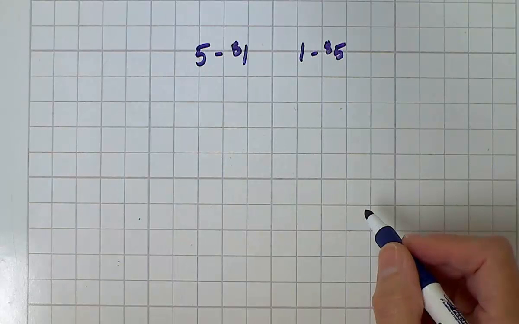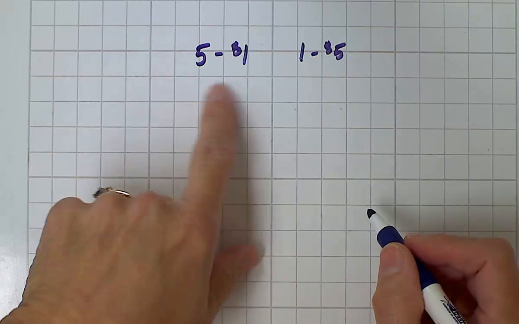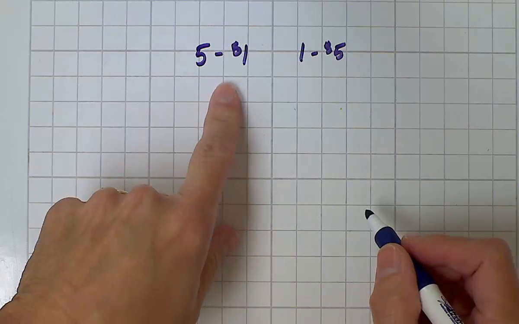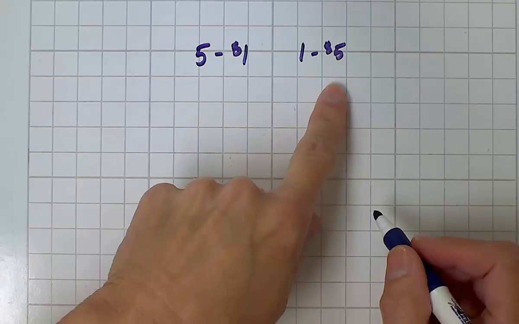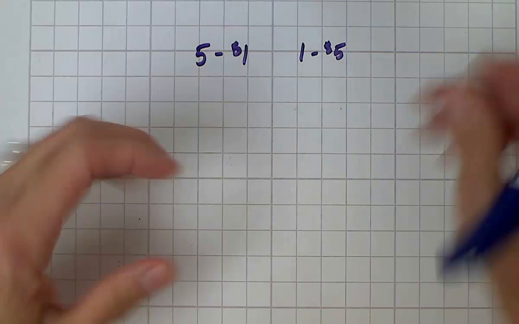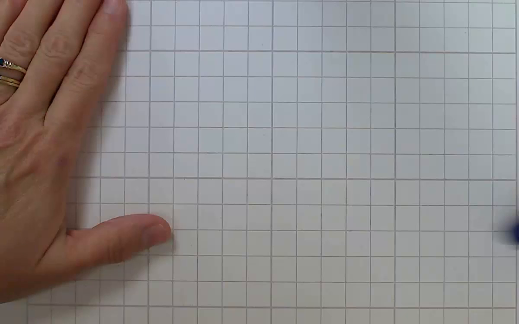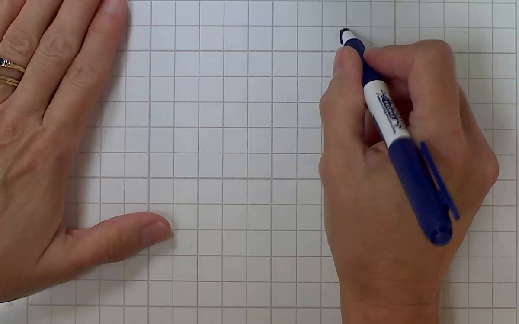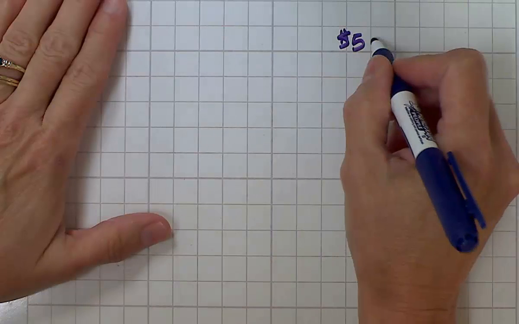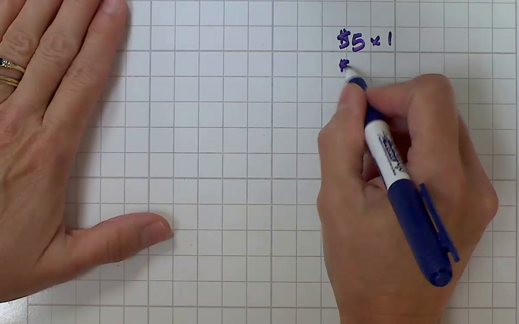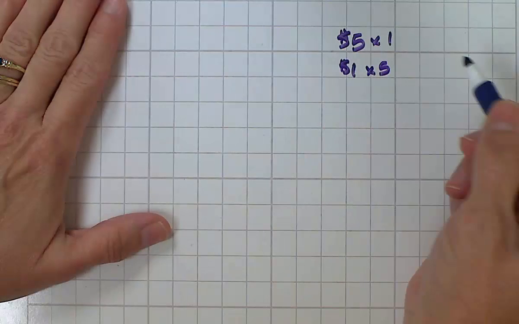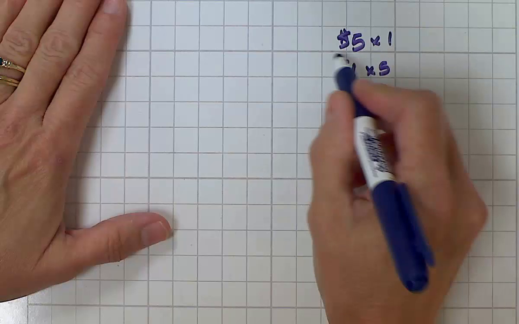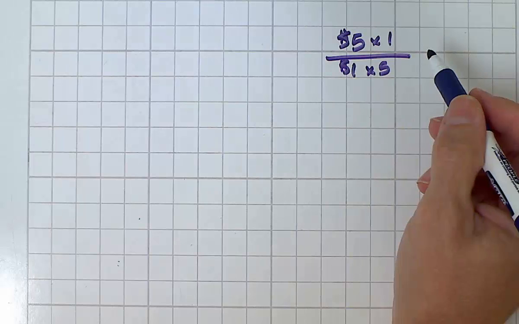They're the same, right? They're both worth $5. One's not more than the other, is it? 5 $1 bills is worth $5. 1 $5 bill is worth $5. So they're worth exactly the same. So I could write $5 times one of them, or $1 times 5, and those are exactly equal. And when you put the same thing on the top and the bottom of a fraction, it equals 1.